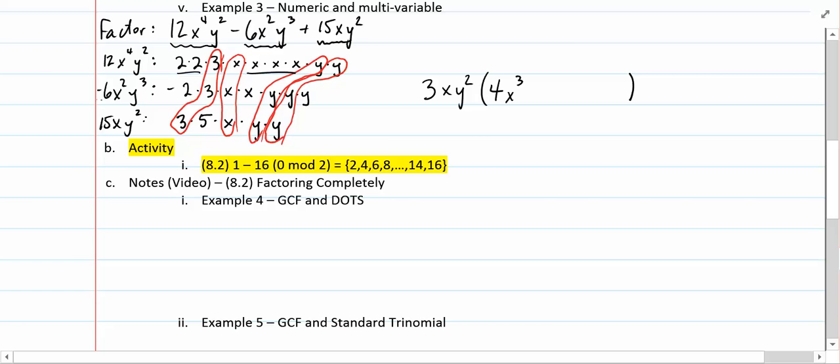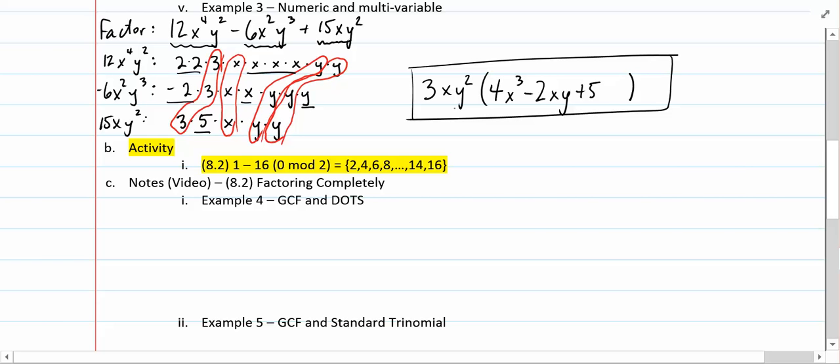What's left behind with our negative 6x squared y cubed is the number negative 2, so we'll write minus 2, an x, and a y. So negative 2xy. And then from the 15xy squared, a 5 is left behind, which is positive, and that's all. This would be our factored answer using the GCF for this original trinomial.